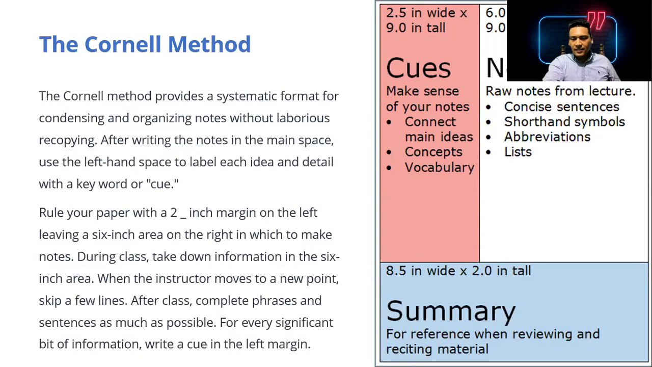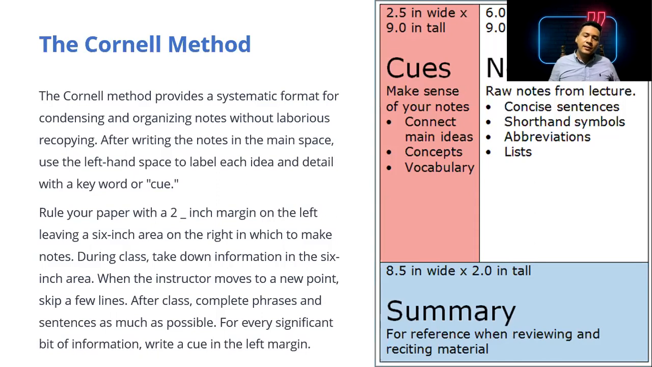The Cornell method provides a systematic format for condensing and organizing notes without laborious recopying. After writing the notes in the main space, use the left-hand space to label each idea and detail with a keyword or cue. Rule your paper with a 2-inch margin on the left, leaving a 6-inch area on the right. When the instructor moves to a new point, skip a few lines. After class, complete phrases and sentences as much as possible. For every significant bit of information, write a Q on the left margin. Thank you very much, Jose Vargas. You did amazing.